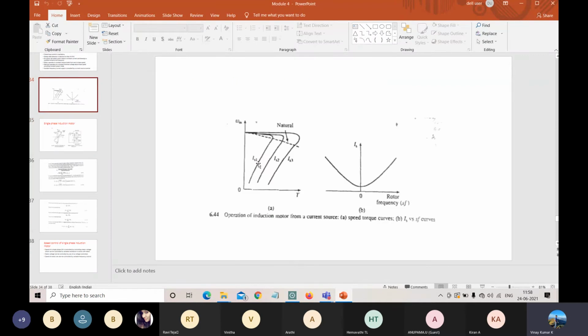Here, so this is our V. So this is a V dash and V. So as voltage decreases, speed also decreases.